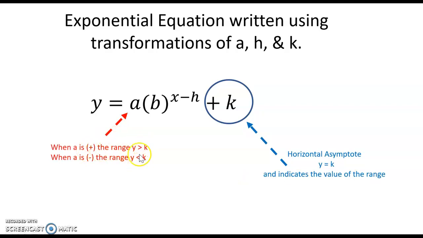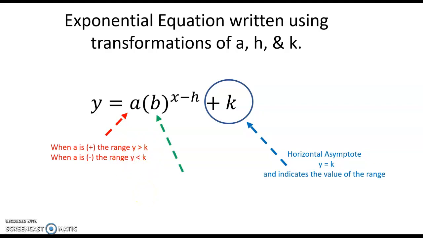The a value lets us know what inequality sign to use for our range. When a is positive, the range is going to be greater than the k value, and when a is negative, the range is going to be less than the k value. So the a value helps us identify whether we're going to use a greater than symbol or a less than symbol when indicating the range.